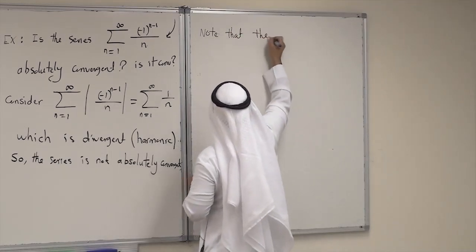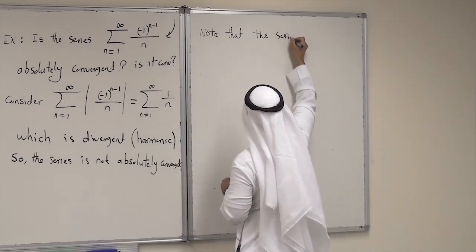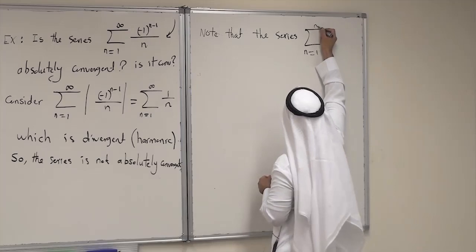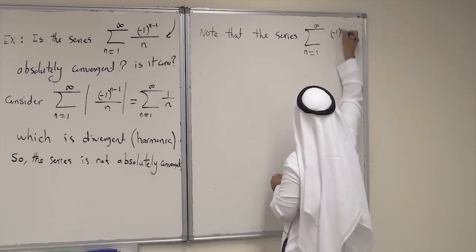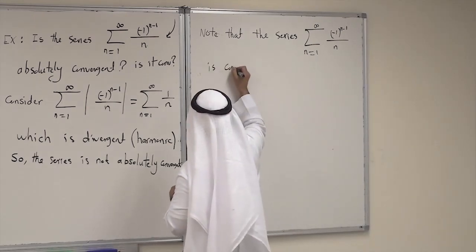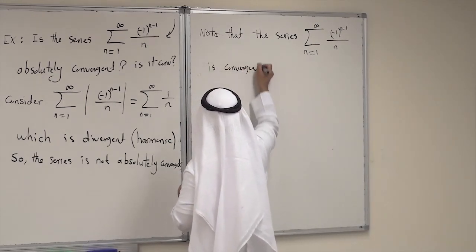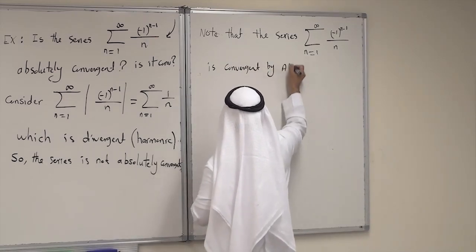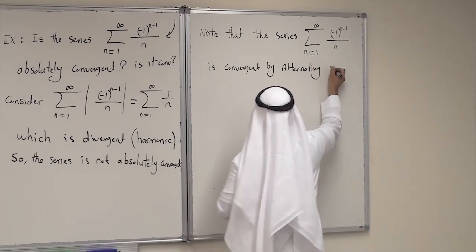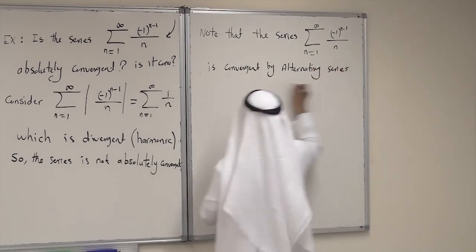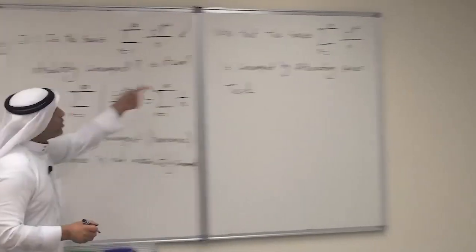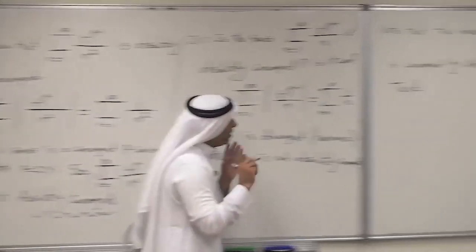The series given here, the summation n equal to 1 up to infinity of (-1)^(n-1) all over n, is convergent by the alternating series test. Okay? It is convergent by the alternating series test. Why is it convergent by the alternating series test? This is what we did before.